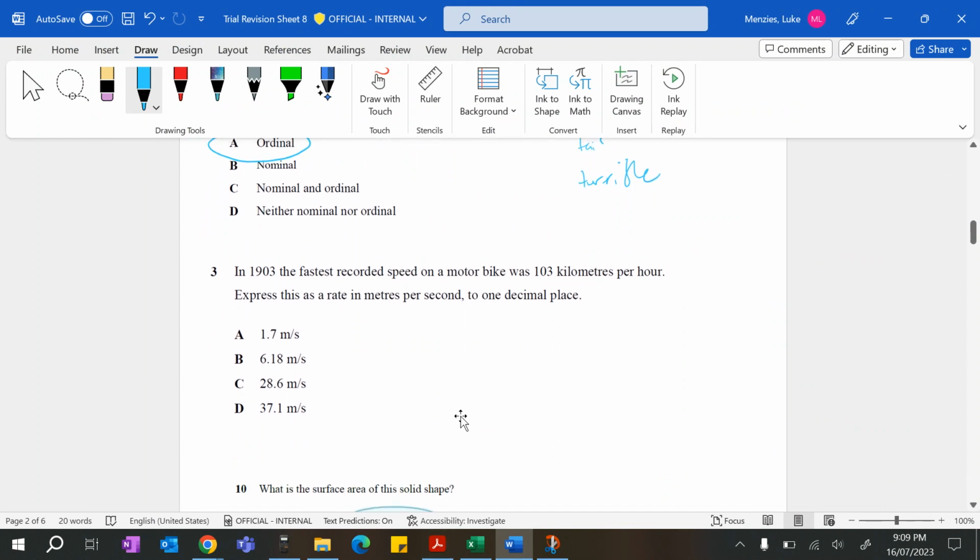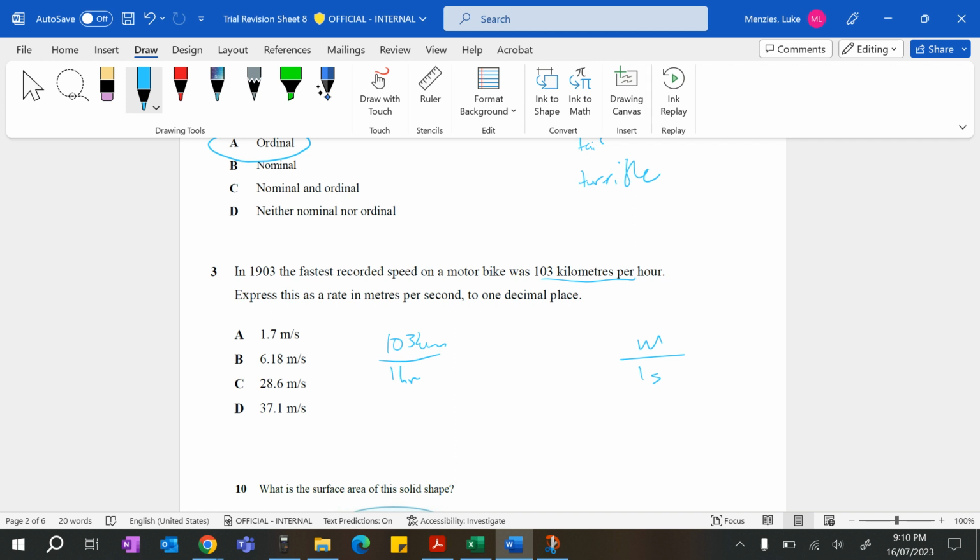In 1903, the fastest recorded speed on a motorbike was 103 kilometres per hour. Express this as a rate in metres per second. When I'm doing this one, I like to write 103 kilometres per hour as 103 kilometres over 1 hour. What I'm trying to get to is some sort of metres per 1 second. So what do we have to do to get from one to the other?